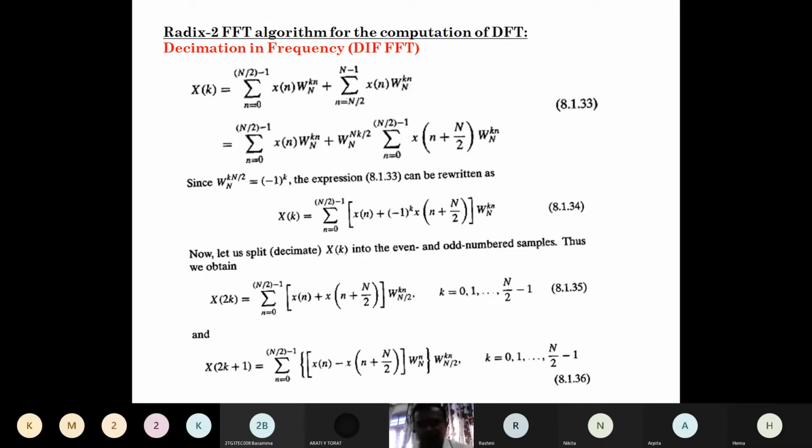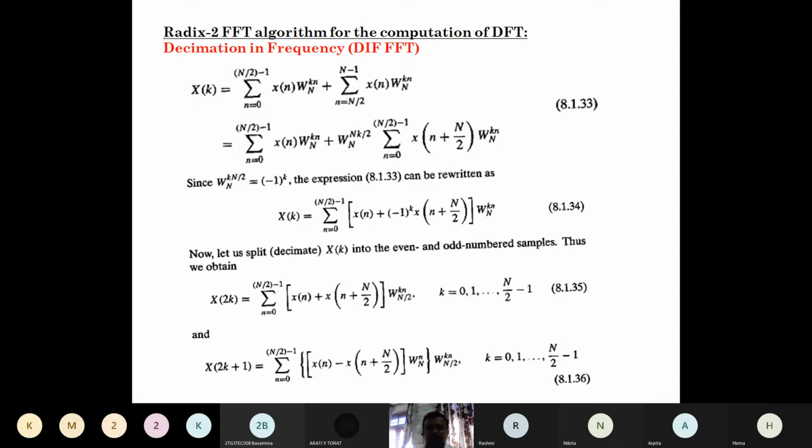So in DIT FFT, that is decimation in time, how was the concept? Whatever the computation of DFT is, that is X of k is equal to summation n equals 0 to capital N minus 1 x of n into the twiddle factor. Okay, that is the computation of DFT.